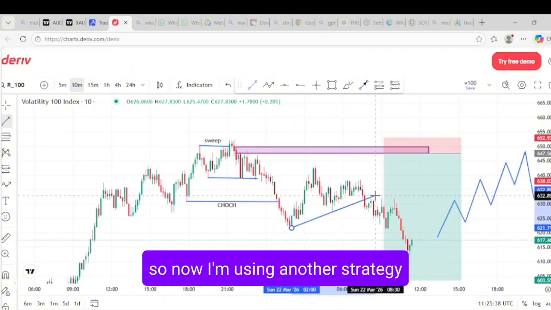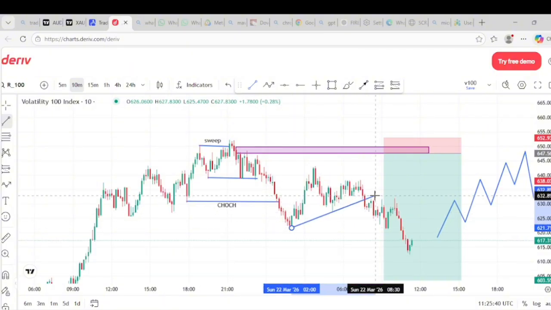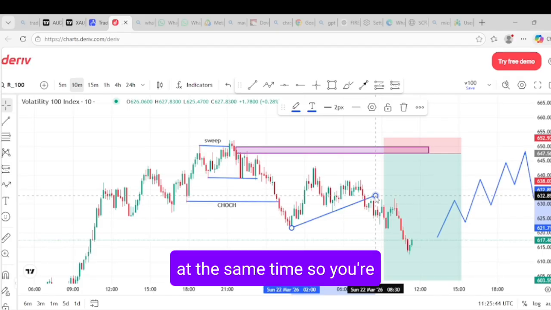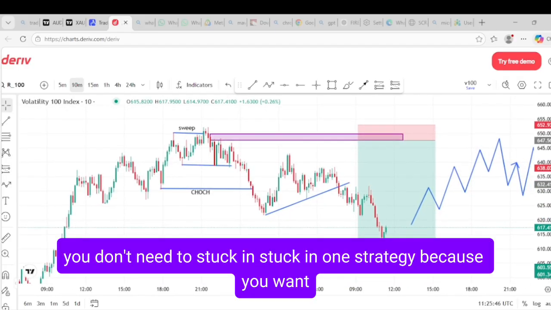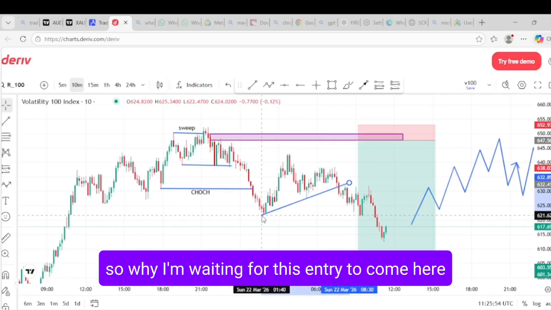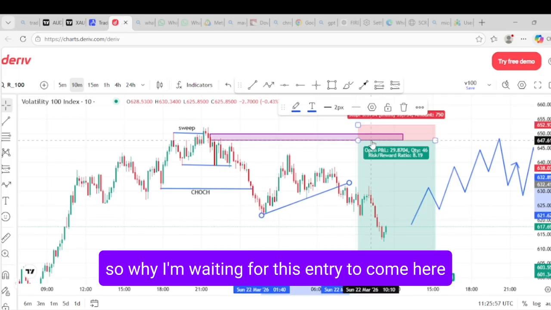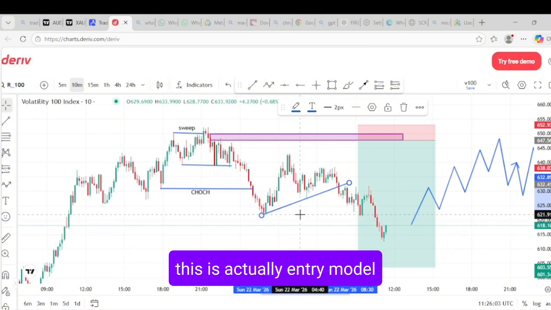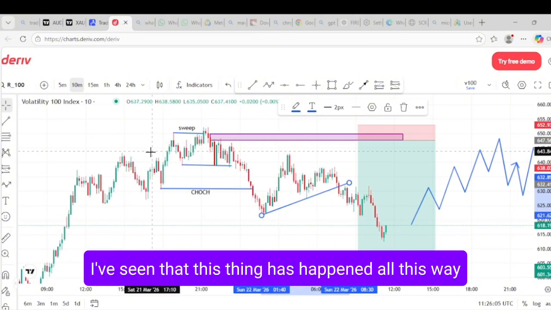So now I'm using another strategy. You see that these are two different strategies that I'm using at the same time. So you don't want to be stuck in one strategy because that one alone might not give you what you want all the time. While I'm waiting for this entry to come here, I'm also finding another entry right here. So I have other entry models here. This is actually an entry model. I've seen that this thing has happened all this way.